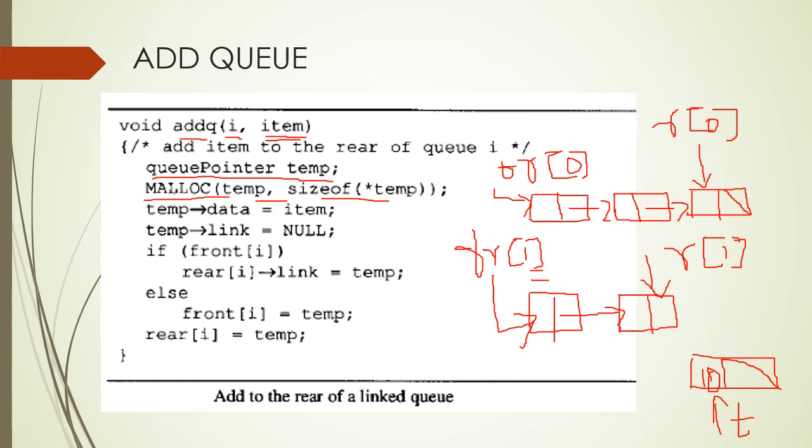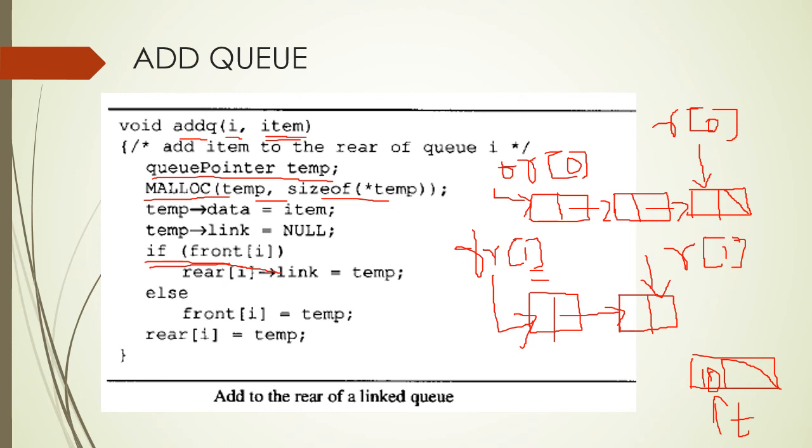Then after that you have to check whether there is any node in the first queue or not. If there is no node in the first queue, then you have to make this node itself the first node of queue number 1. In our case, this is evaluated as true because front of 1 is pointing to this node. So it's not null.